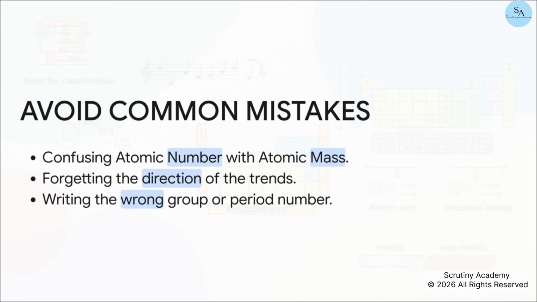Okay, before we wrap this up, let's talk about some super common mistakes you really want to avoid so you don't lose easy marks. First, do not ever mix up atomic number and atomic mass. Second, double-check the direction of the trends. It's so easy to mix them up. And finally, just be careful and precise when you're writing down group and period numbers.